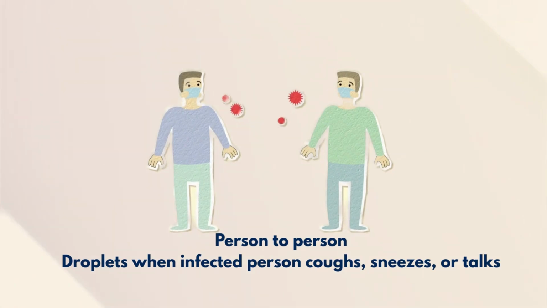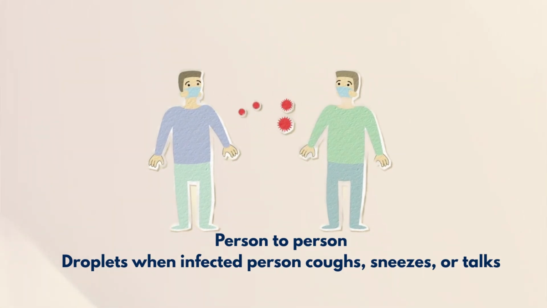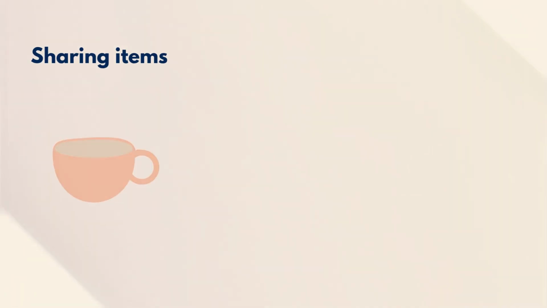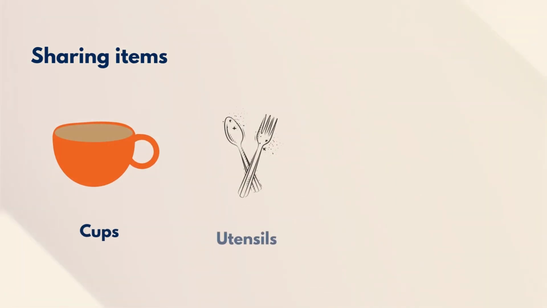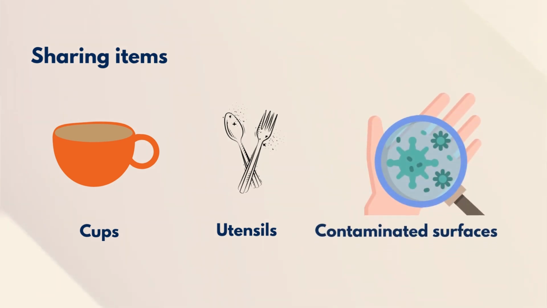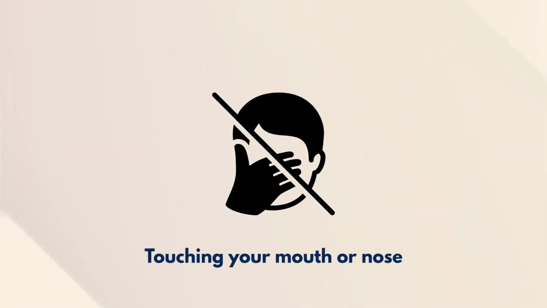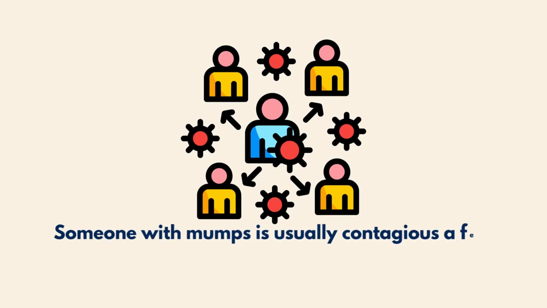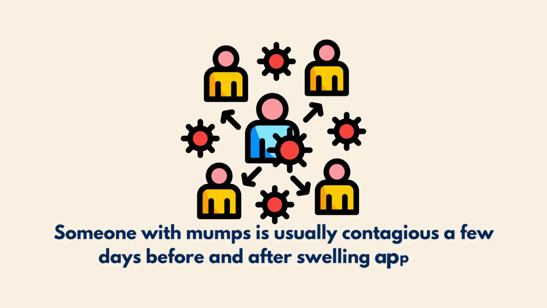Mumps spreads from person to person through droplets when an infected person coughs, sneezes, or talks, and by sharing items or utensils, or touching contaminated surfaces and then touching your mouth, nose, or face. It is important to know that someone with mumps is usually contagious a few days before and after the swelling appears. People can spread the disease before they even know they are sick.